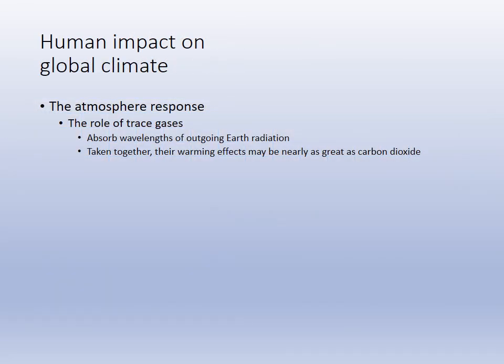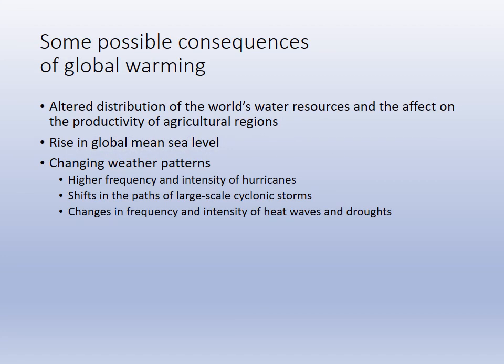In conclusion, the human impact: the gases we put in the atmosphere trap outgoing waves and act like a blanket. One of the consequences of global warming is sea level rise. Another consequence would be our water resources and the productivity of agriculture. And then the third would be weather patterns changing, increased hurricanes, increased cyclonic storms, and more drought-like conditions.